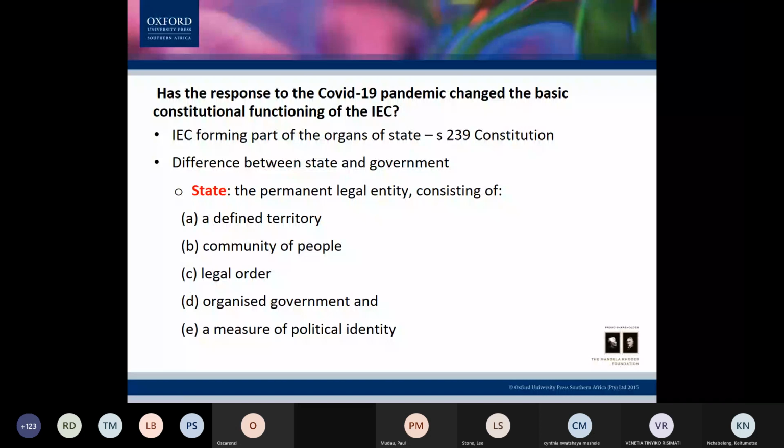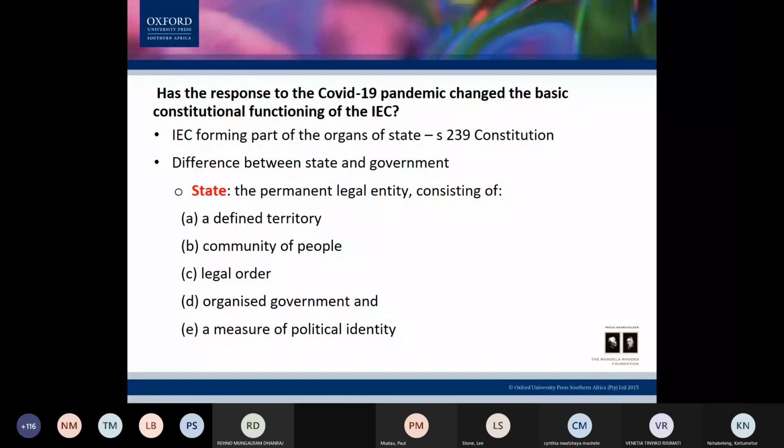of a state. Remember, in the case of the Independent Electoral Commission versus the Langeberg Municipality, the court said the IEC does not form part of the government but forms part of the state. If it was forming part of the government, it would be under the influence of the national executive. That would amount to a failure to adhere to its independence status that is conferred by the Constitution in terms of Section 181 of the Constitution.